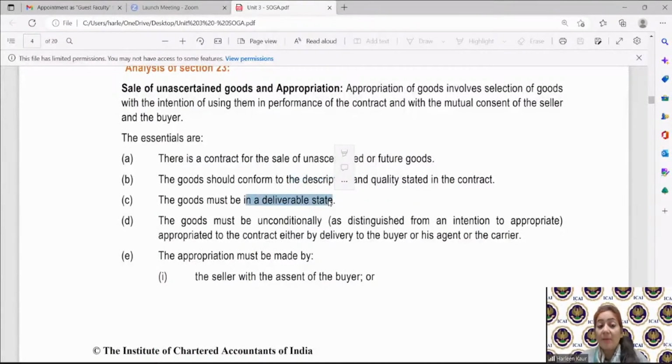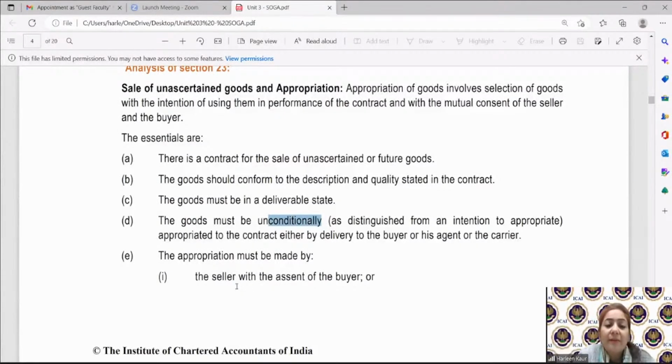Here, it is not the position of bringing the goods into a deliverable state, like in section 20, where the goods were in deliverable state. In the same way, in section 23, subsection 1, the goods must be in deliverable state. That means they are ready to be taken away. And it must be unconditional appropriation, as distinguished from an intention to appropriate, either by delivery to the buyer or his agent. That means there should be no condition attached to it. Write down point D, in simpler language: there should be no condition attached to the sale of goods.